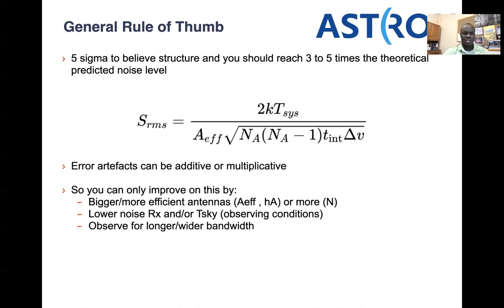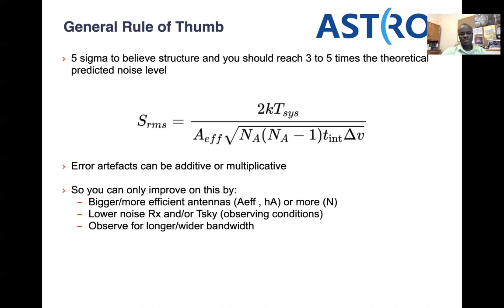Of course, if you want to detect weaker emission, looking at this equation, you want this value to be very, very small so that 3 to 5 times this value would be detected. For example, if you want to detect a source that is 5 millijanskys, then you want your noise level to be somewhere around 1 millijansky.